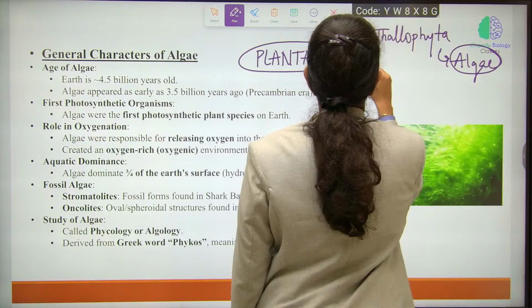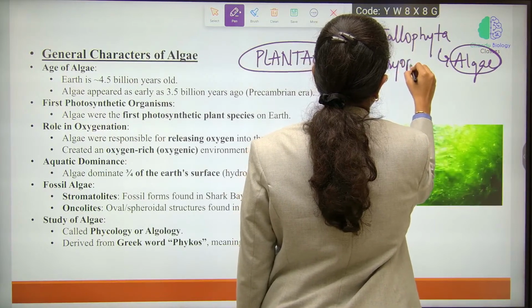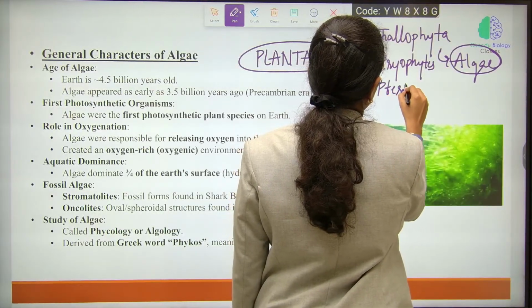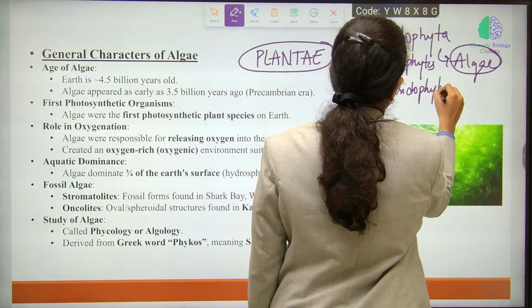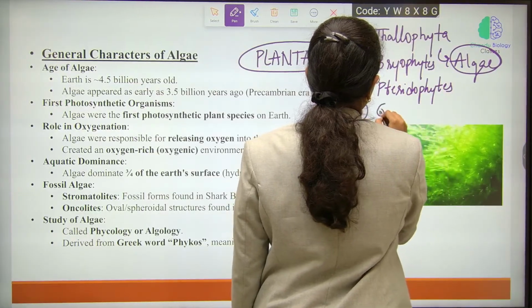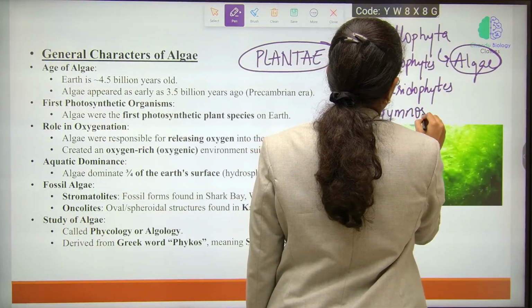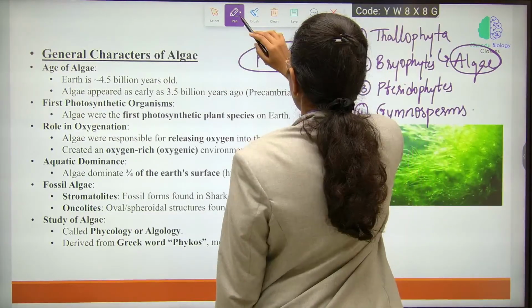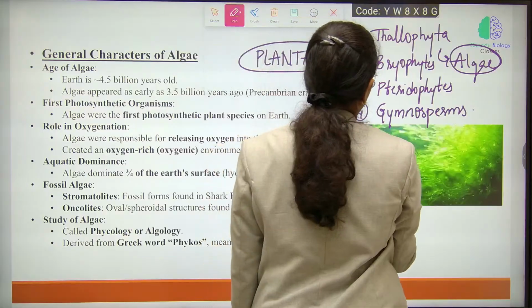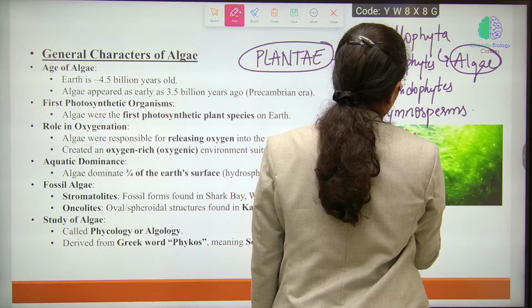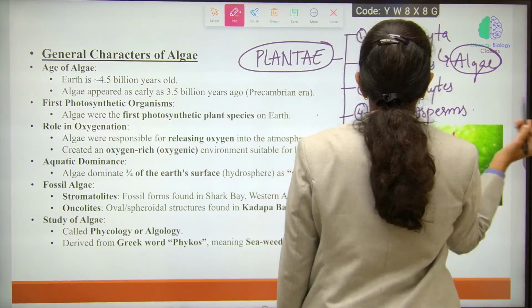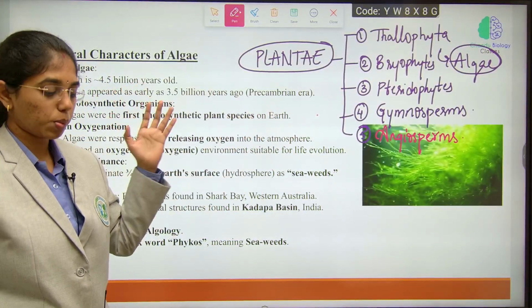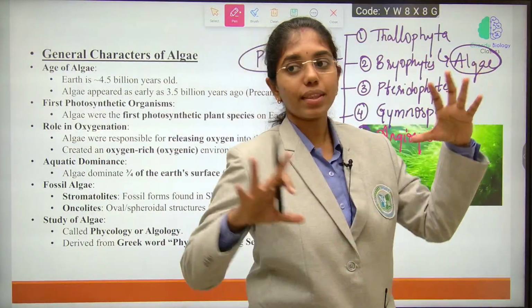Second is bryophytes, followed by pteridophytes, followed by gymnosperms and angiosperms. Fine, right? So we have Thallophyta, Bryophyta, Pteridophyta, gymnosperms and angiosperms. First, let's get started with Thallophyta with their general characteristics.